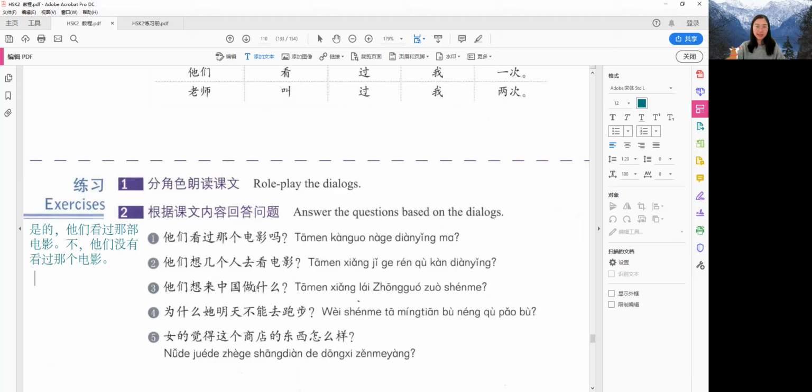And then here, 他们想来中国做什么? The question is asking to do what, right? What are they going to do? 做什么? 他们想来旅游, traveling, remember? 旅游. Actually I don't really remember the text very clearly, but we can make it up as 旅游.